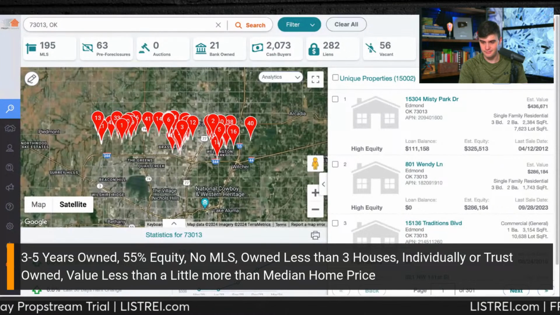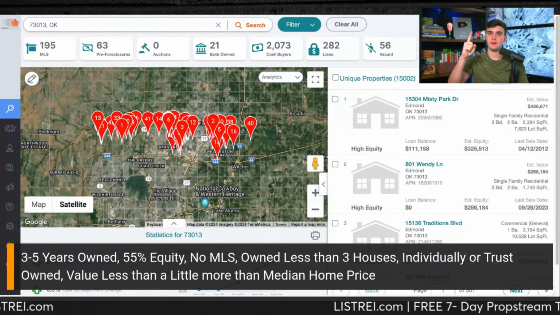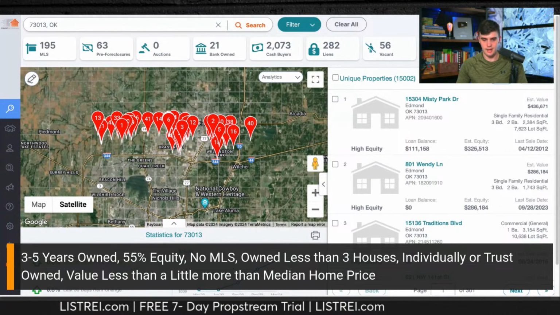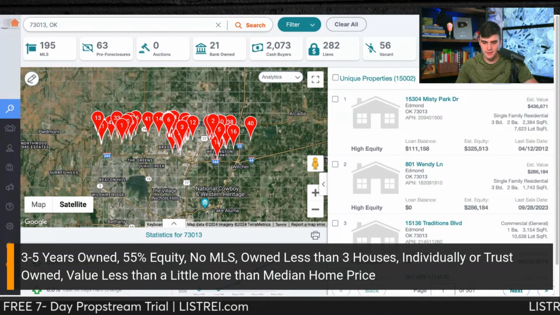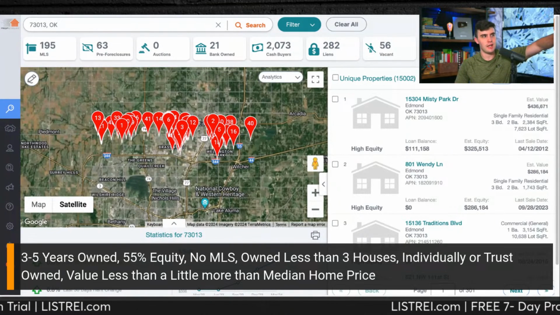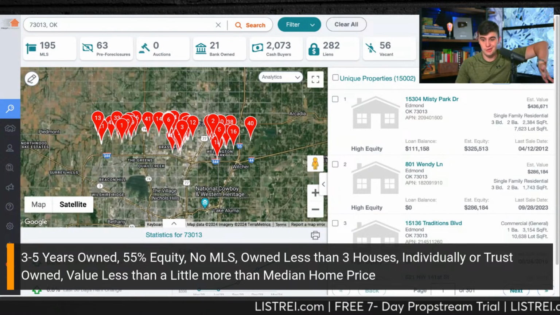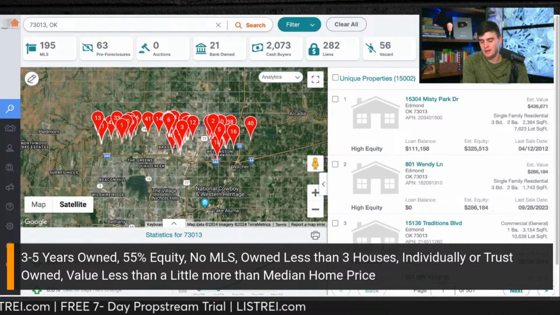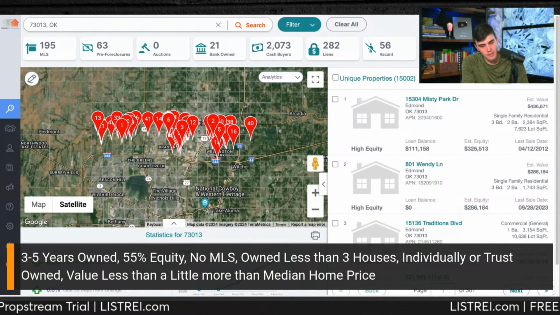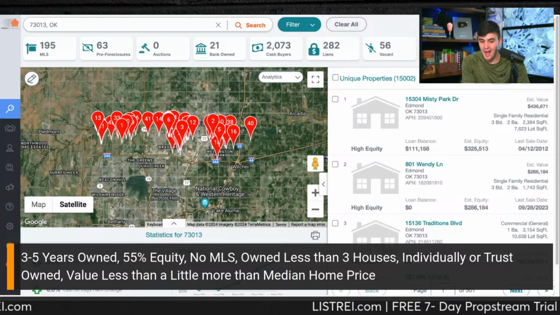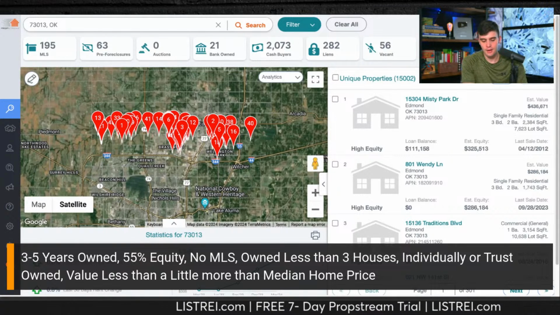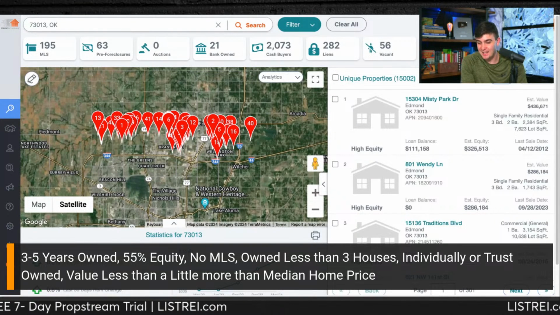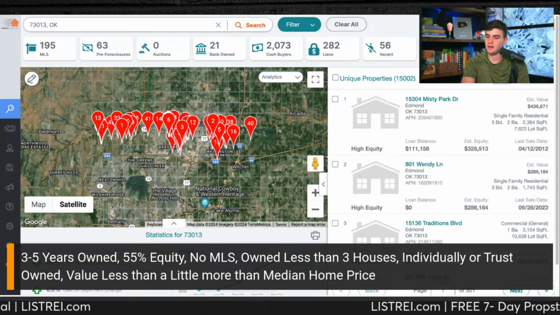Let's repeat these filters one last time so we don't screw this up or get confused. What are the filters? Again, we will make sure that they own the property for at least 3 to 5 years. I would say 5 years if you need to filter out more, 3 years if you filter out less. I'll show you inside of PropStream how to do it. We're going to try to get at least 55% equity, push it up to 60 if we have to. No MLS, no on market. It's not who I am. That's not what I'm telling you to do. Make sure that they own more than 3 properties, individual or trusts, value a little more than median home price. Hopefully I didn't confuse you too much saying that, but that's what it is.